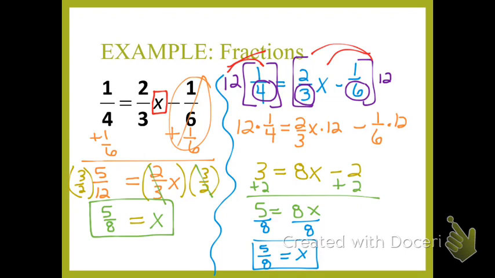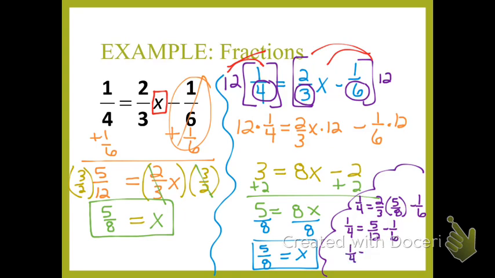In terms of doing your check, you would go back to the original problem. You would plug in the 5/8 for the x and then simplify. So 2/3 times 5/8 is 5/12, and 5/12 minus 1/6 is 1/4. So we know that our answer is correct.